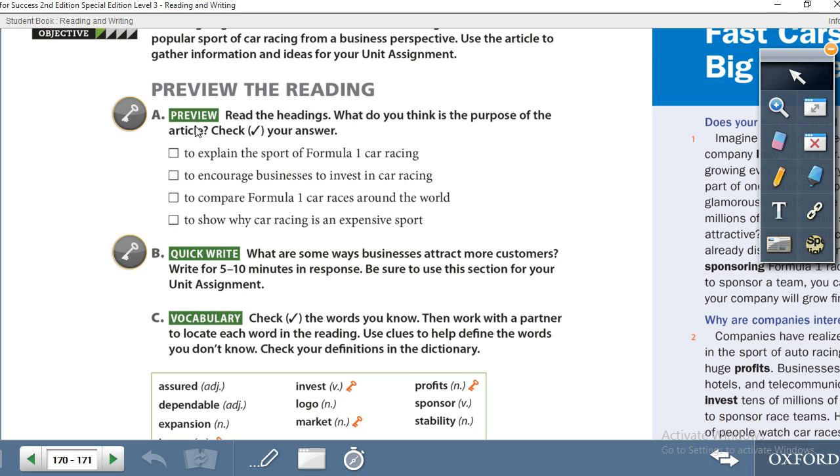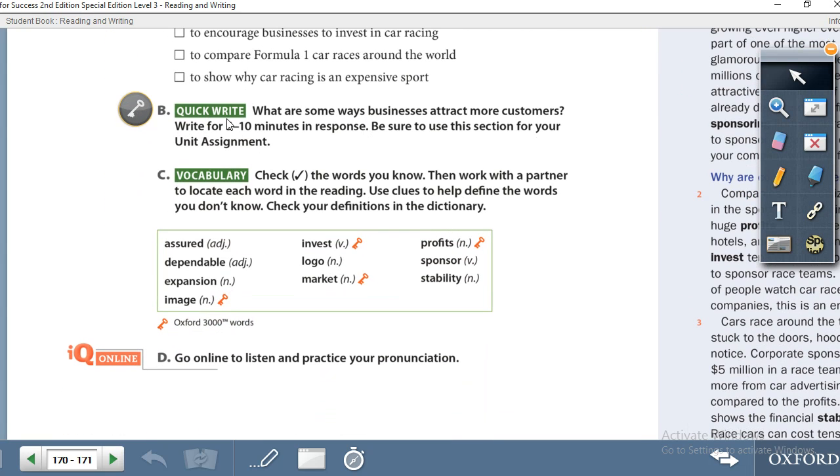Preview the reading. Exercise A. Preview. Read the headings. What do you think is the purpose of the article? Check your answer. So you are going to read each one, and then you are going to put a check in the correct box. Exercise B, quick write. What are some ways businesses attract more customers? Write for 5 to 10 minutes in response. Be sure to use this section for your unit assignment.